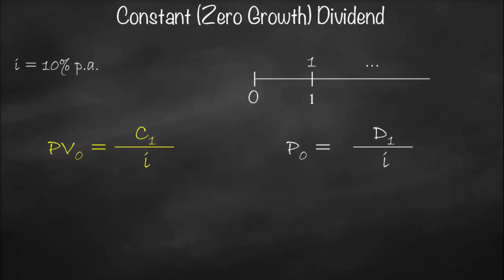So let's substitute in our example here. The price at time 0, which is today, is equal to the dividend in year 1, which is $1, divided by our effective annual interest rate of 10%. So this will give us the price of $10.